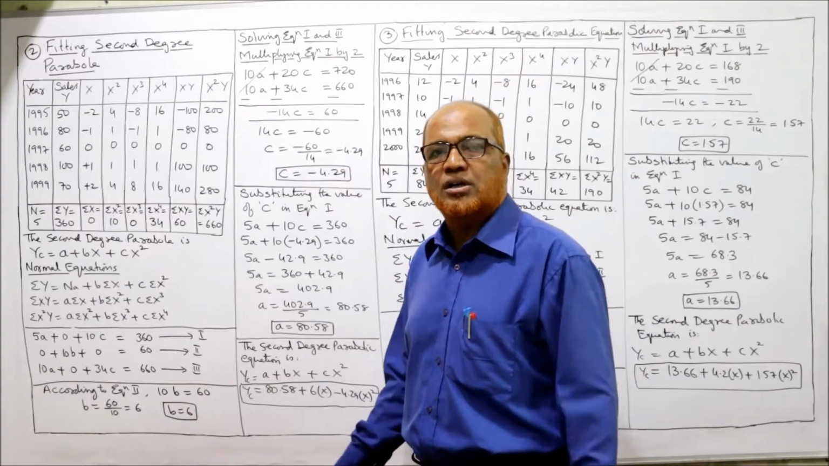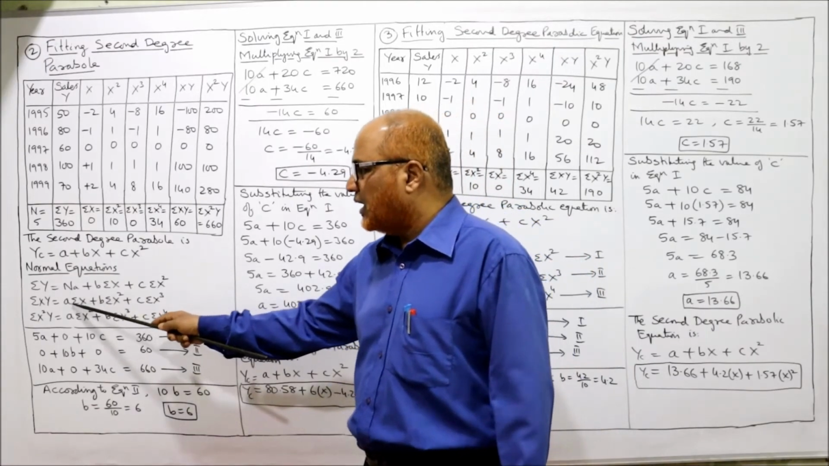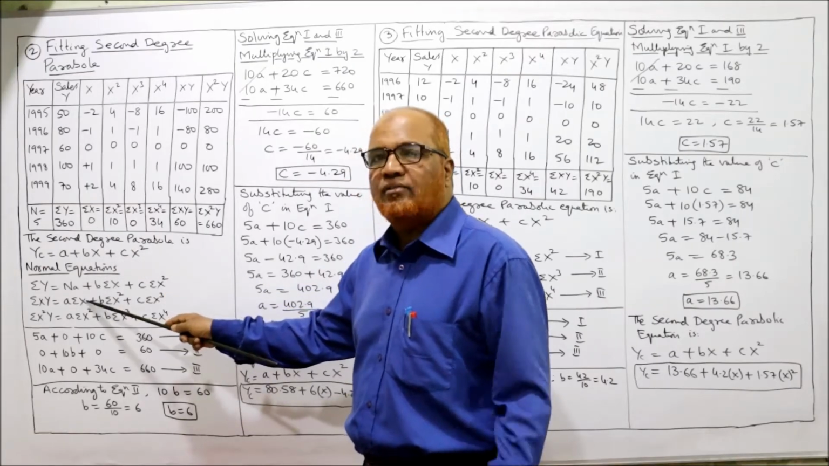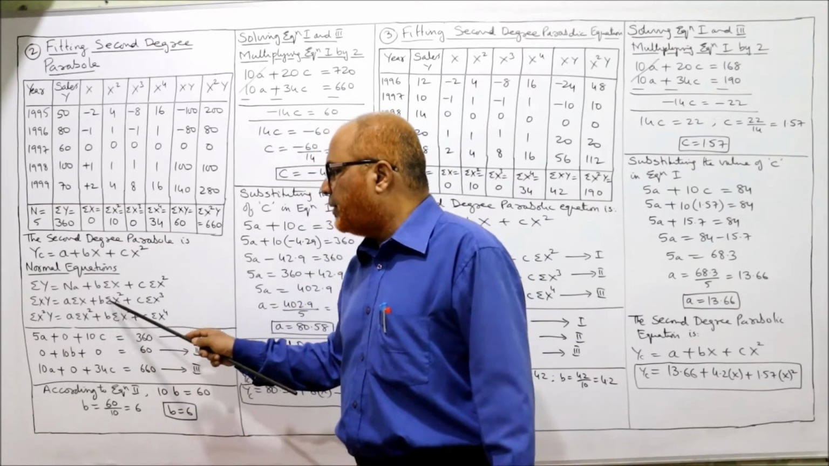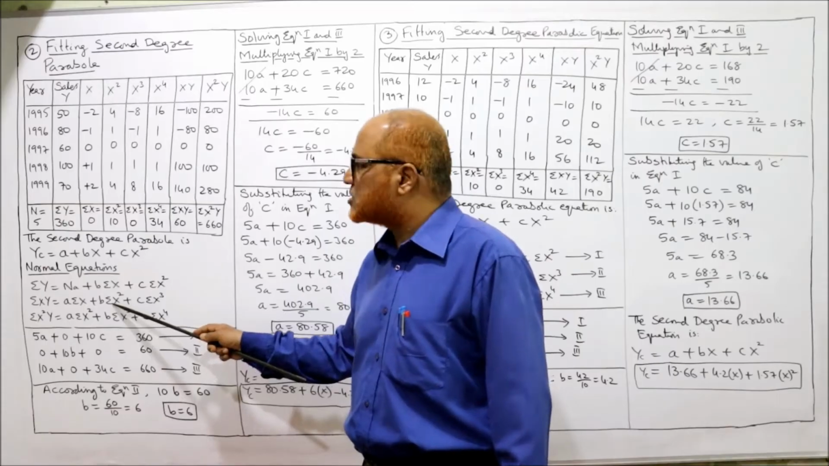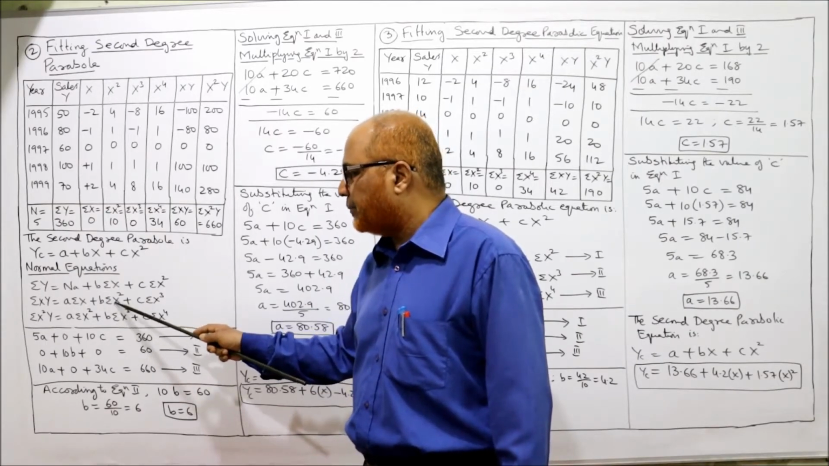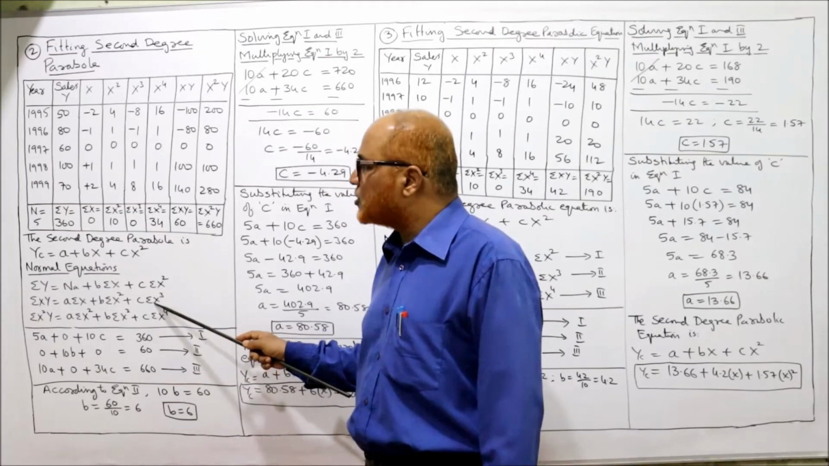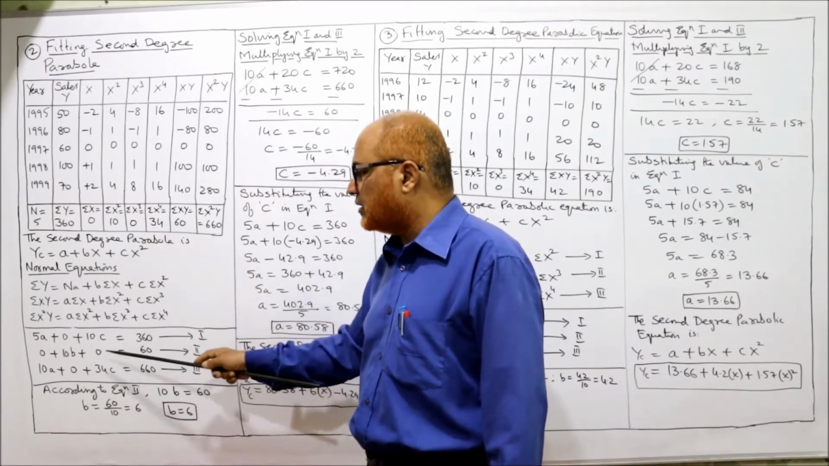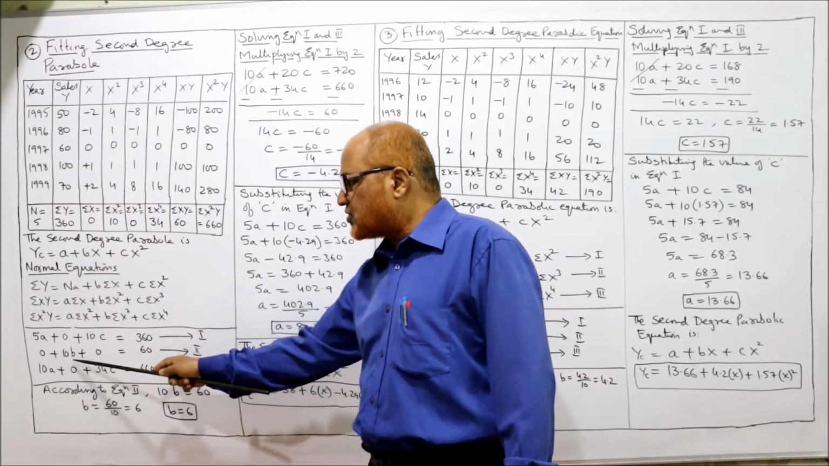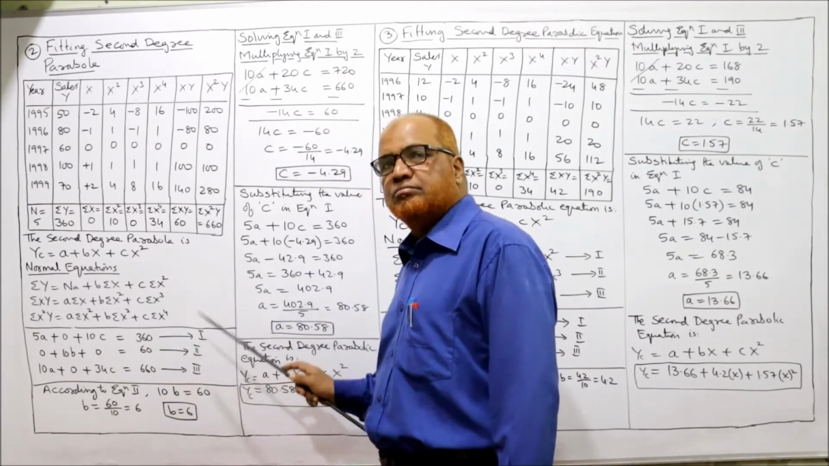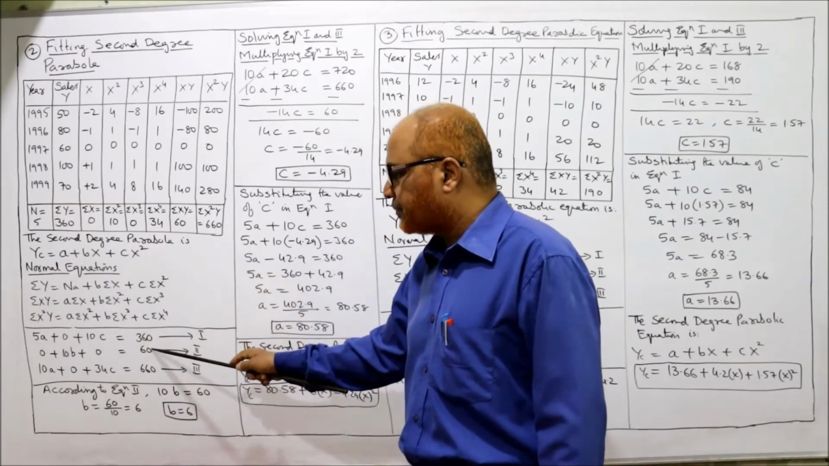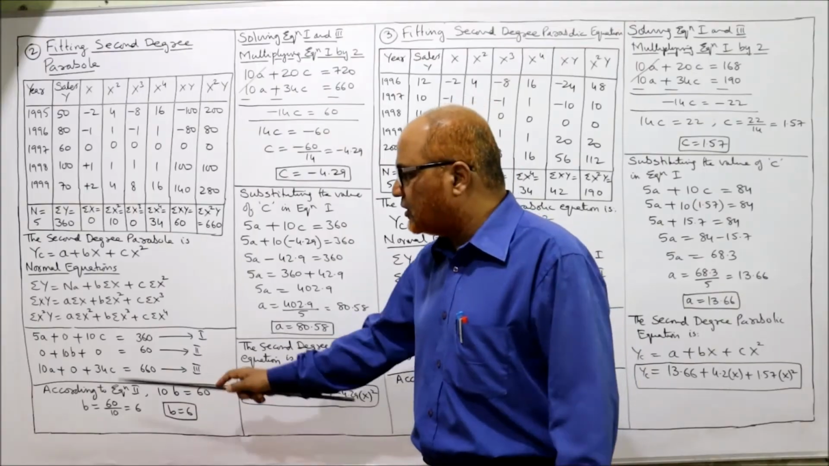First equation we got. Now in the second equation I am substituting a summation x. Summation x is 0, so 0 into a is 0. B summation x square, x square is 10, so 10b. C summation x to the power of 3, x to the power of 3 is 0, so 0 into c is 0. So 0 plus 10b plus 0 is equal to summation xy. How much is summation xy? 60. Second equation completed.